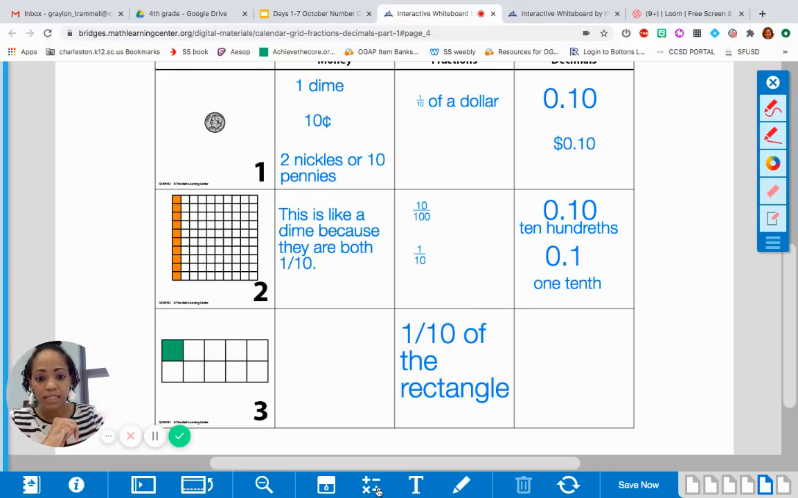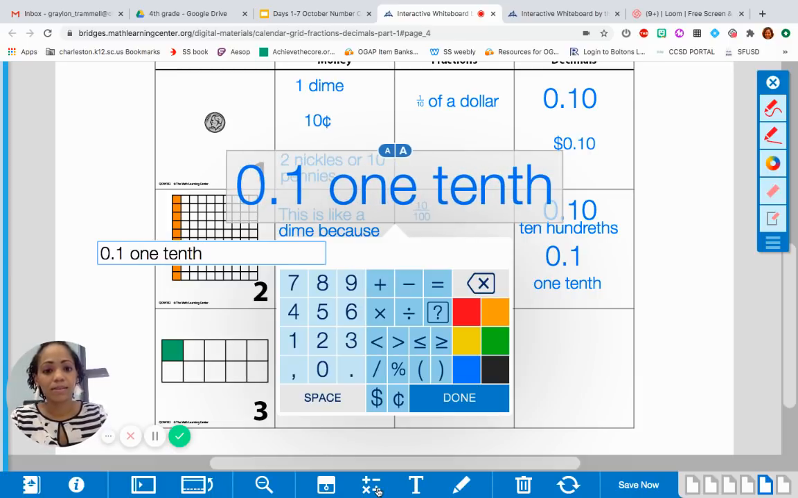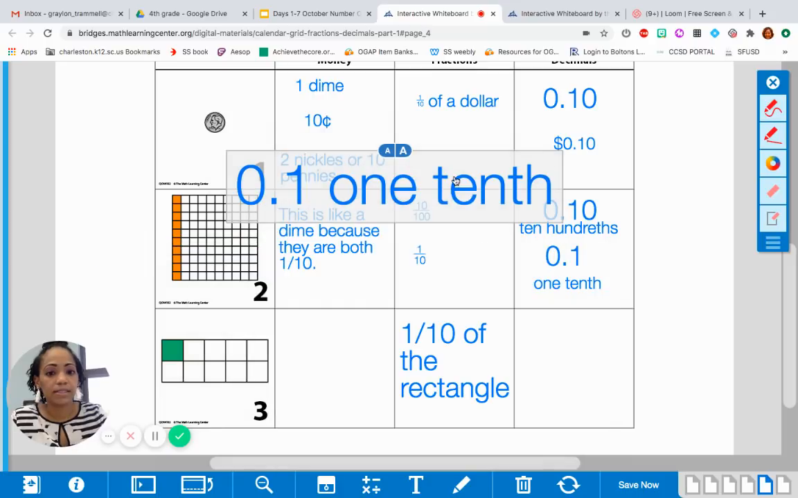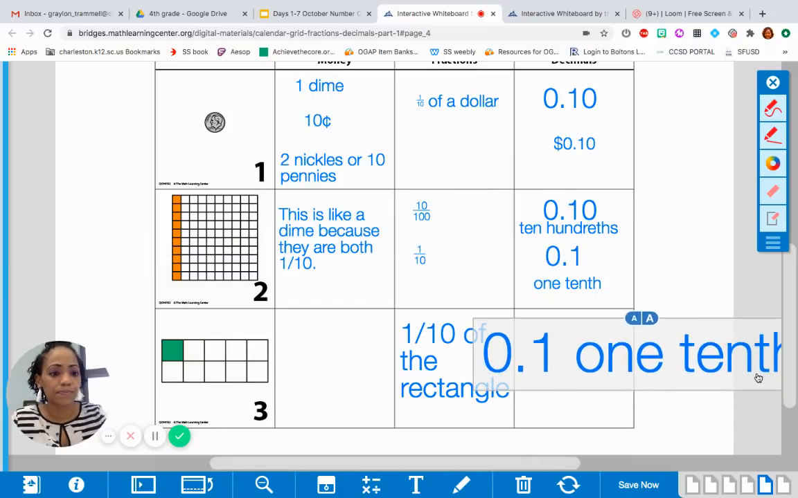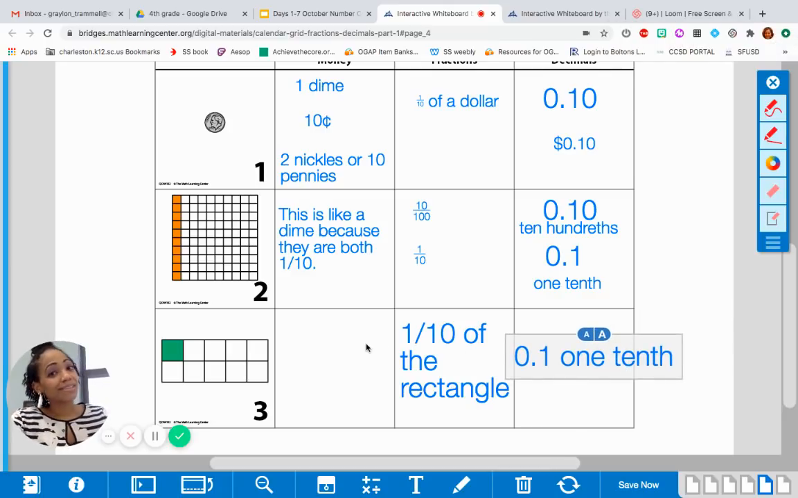0.1. Great, that's exactly what I want to hear, which is 1/10. All right, so I'm going to add that into my decimal column. Make it smaller. And here we go. So let's get back to this fraction thing. What's going on there?